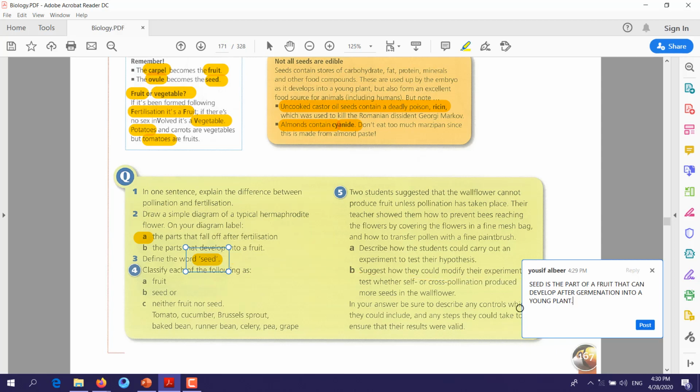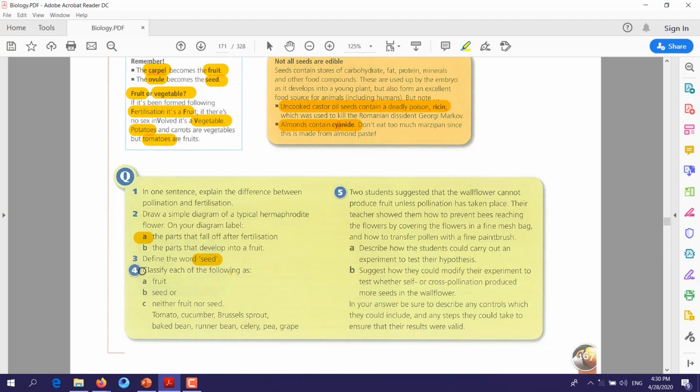If we want to give a definition for seed, we will say seed is the part of a fruit that can develop after germination into a young plant. Question number 4, classify each of the following as fruit, seed, or neither fruit nor seed. We have these examples. Now, we need to classify each one of them. We will say, for example, tomato, is it fruit, is it seed, or neither fruit nor seed?